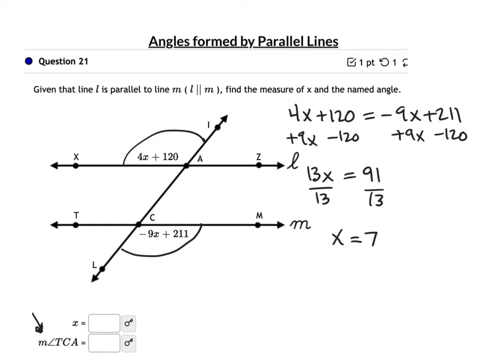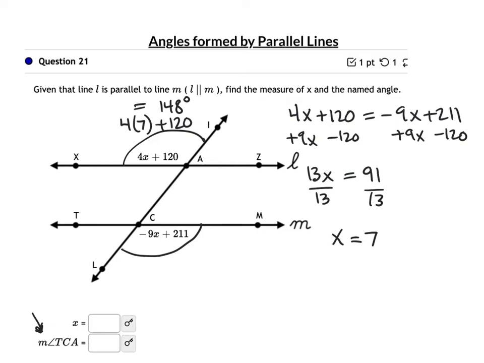So now we can actually find the angle. This angle would be 4 times 7 plus 120. So that's 28 plus 120, which is 148. So 148 degrees is what we got there.